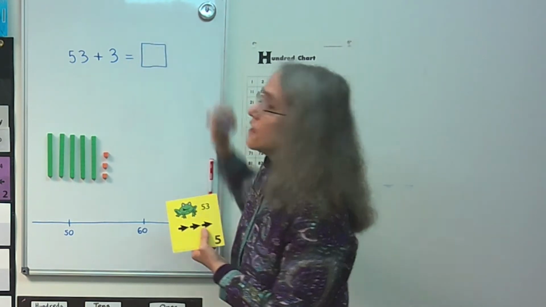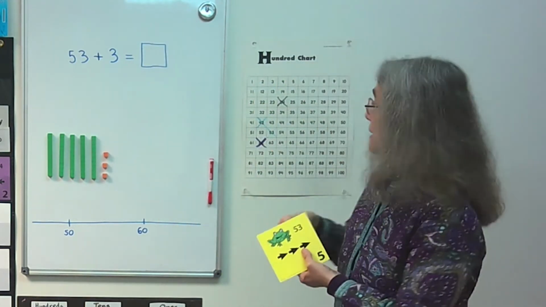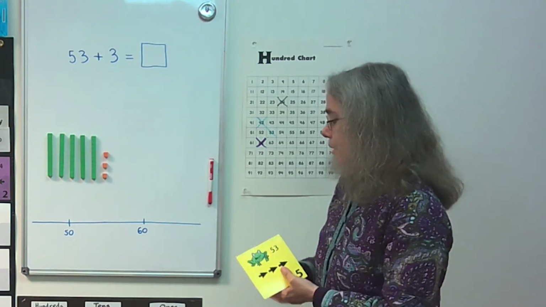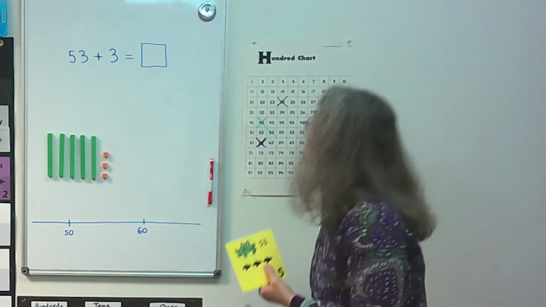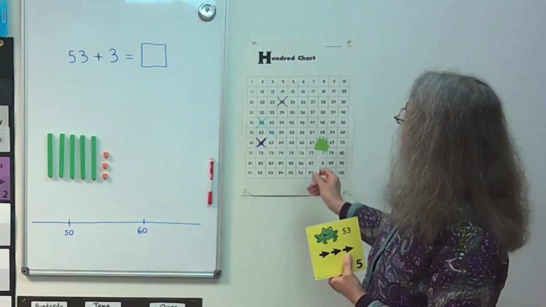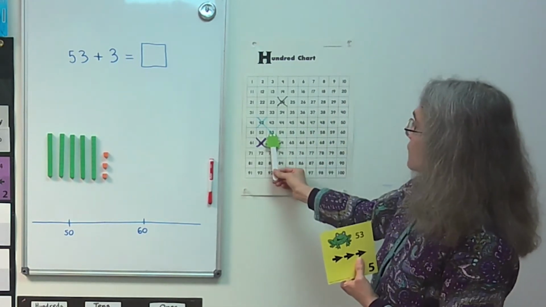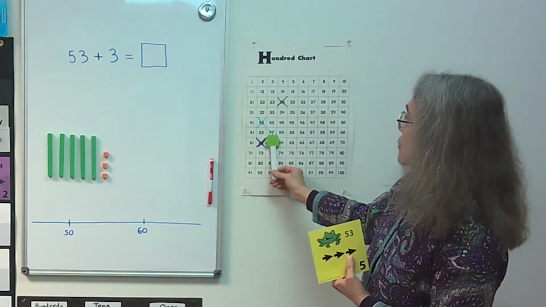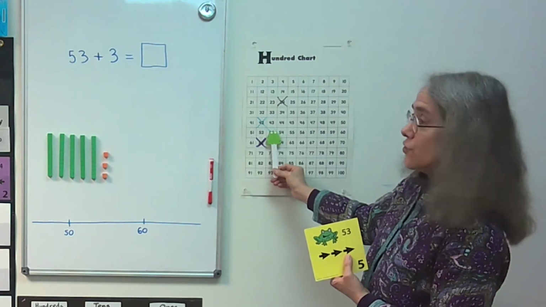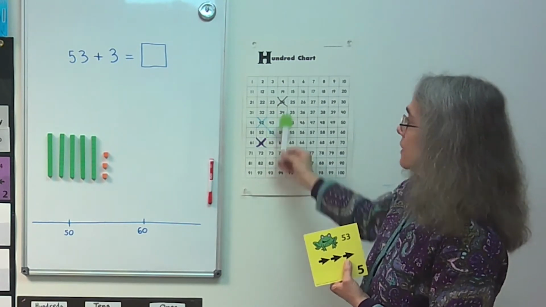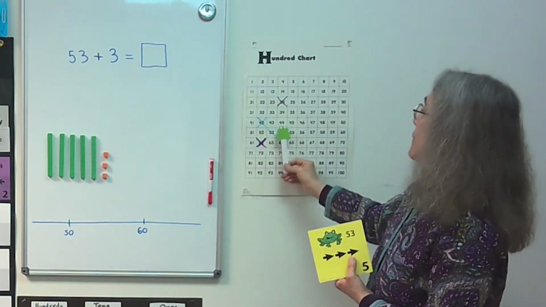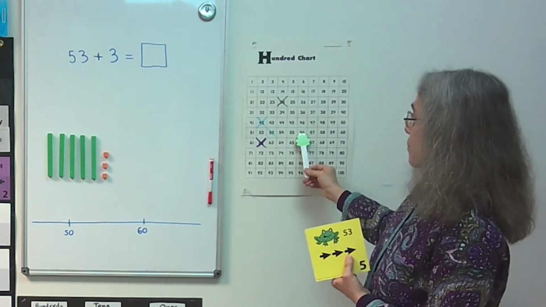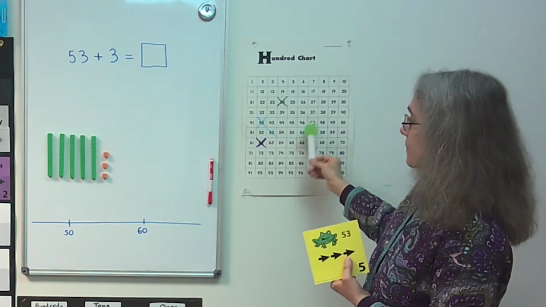If you already did this with mental math, that's great. Let's find out what happens on the chart. Okay, starting at 53. Yep, that's what we're going to do. Start at 53 and jump three jumps forward. Let's do that together. Say 53 all together. 53, 54, 55, 56. So that's adding three on the number chart.